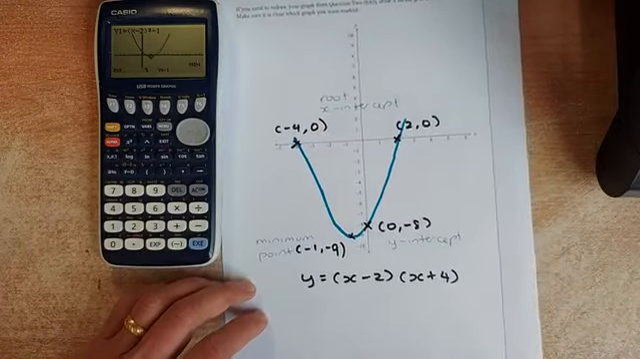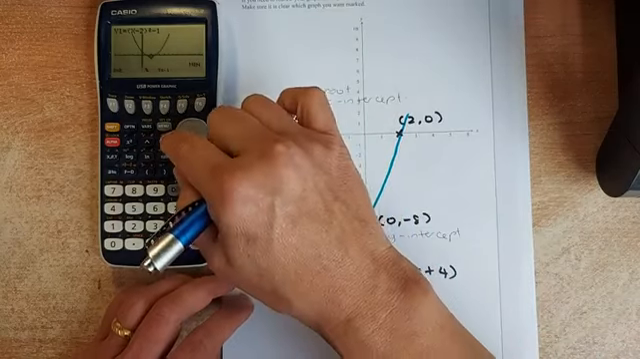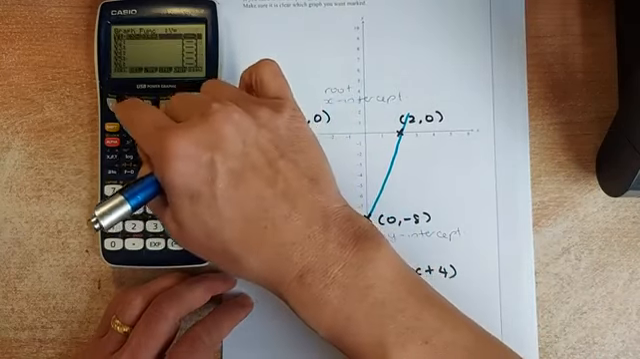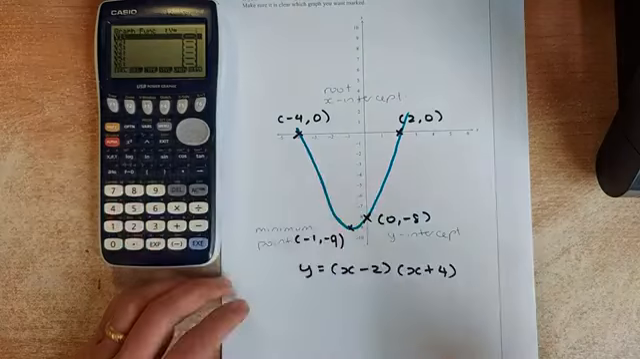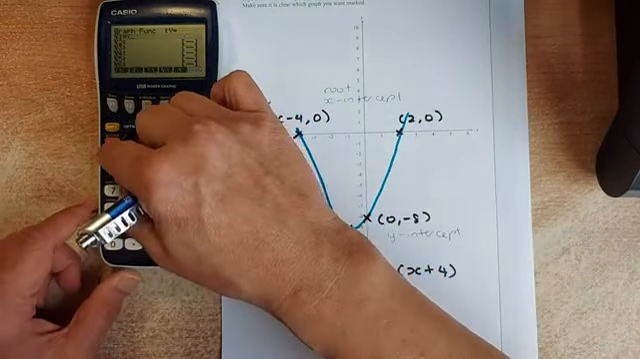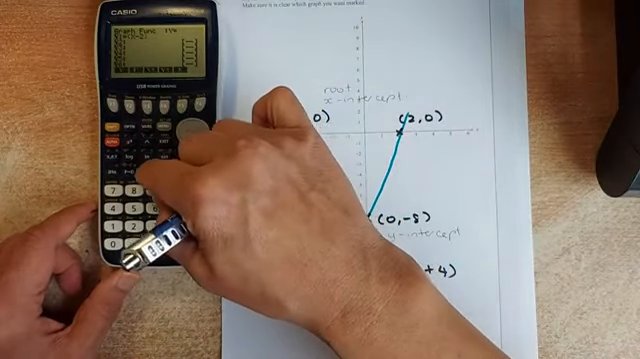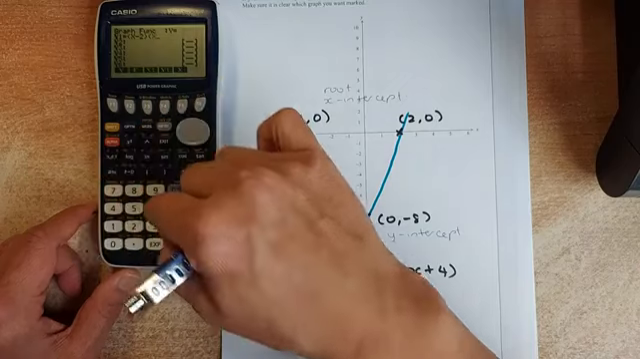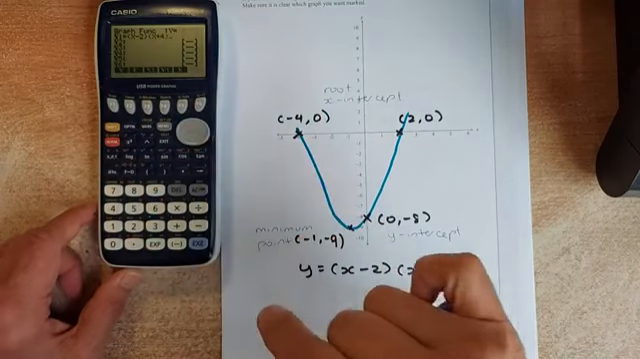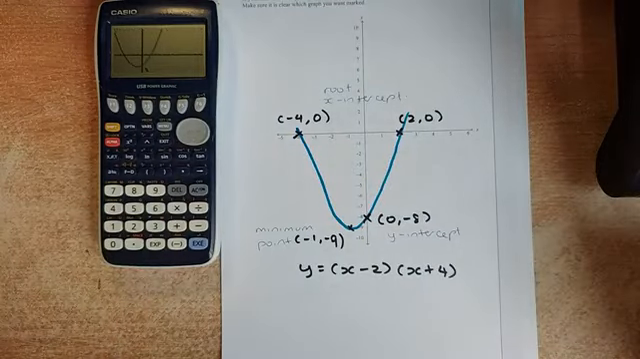The factorized form looks like that: y equals x minus 2, x plus 4. Again, we are going to delete that graph, F1, and delete the formula. So now we're going to put exactly that in. Bracket x minus 2. Remember, x is below the red button. Close the bracket, open bracket again, x plus 4. Close the bracket, then just press execute and draw, and the graph will appear for you.